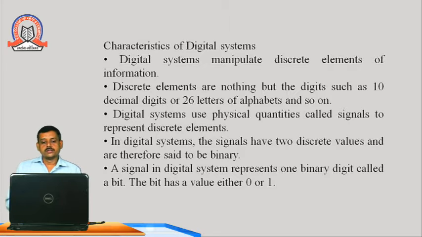Then a digital system uses physical quantities which are known as signals, and these can be represented in the digital element or a discrete element. Now in a digital system, the signals have two discrete values, that is zeros and ones, and the signals in a digital system are represented in binary form.